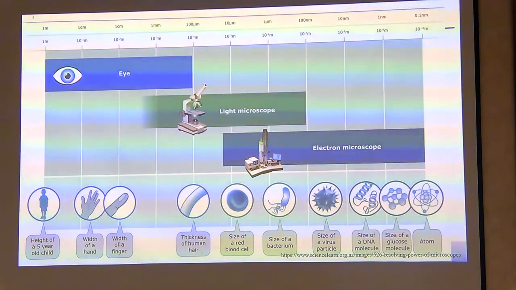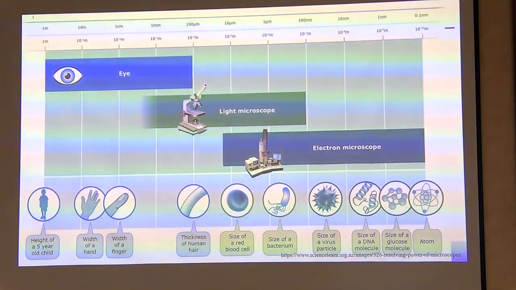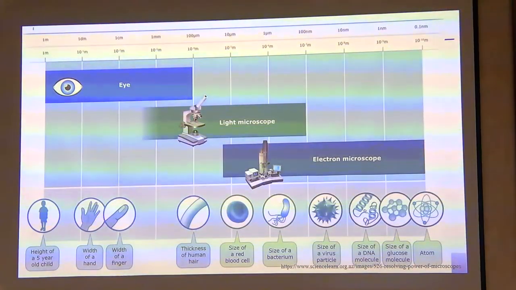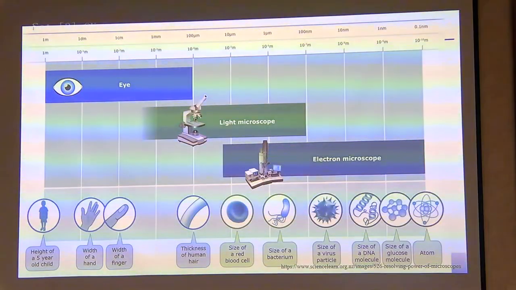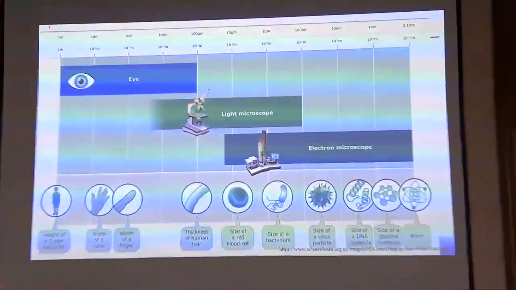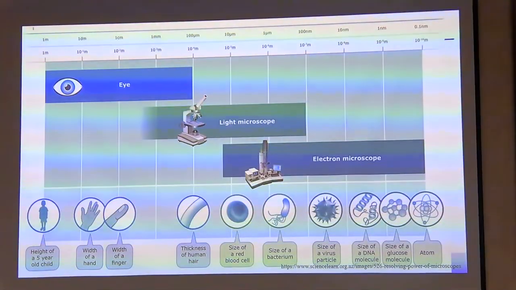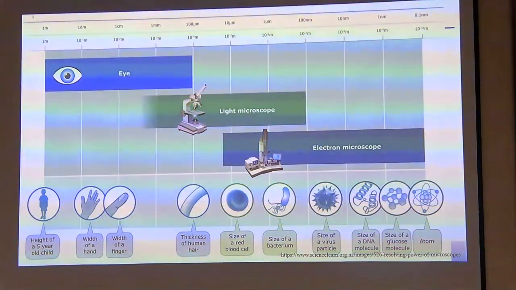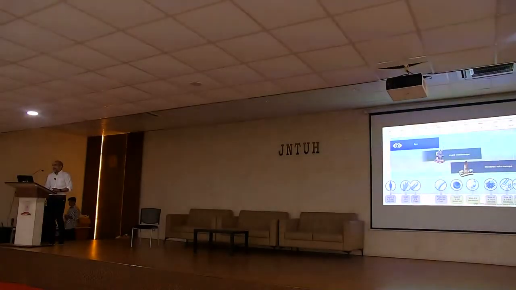For example, the width of a finger is around 1 centimeter. And then with light microscopy, we can see down to 200 nanometers easily. And beyond that, we use electron microscopy. With electron microscopy, we can see even one individual atom.